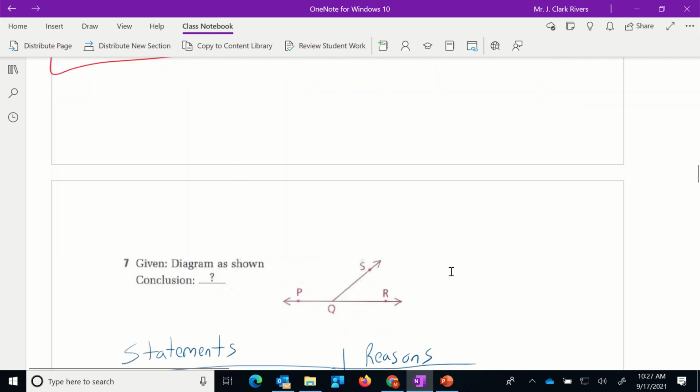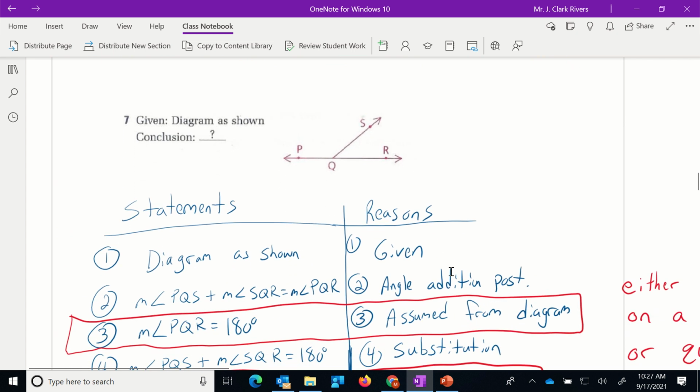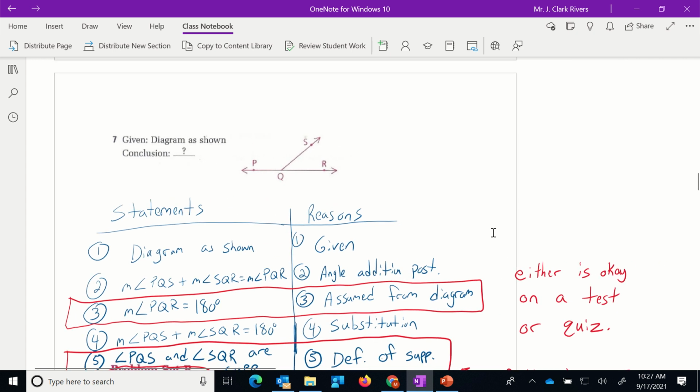Okay, number 7. All right, there's a lot going on here. If this were a quiz problem, I probably wouldn't give you a problem like this on the quiz where I say, give me one conclusion, because there's a few conclusions you could draw from this. So we got the diagram shown. That's our given information. Here are some conclusions you could draw.